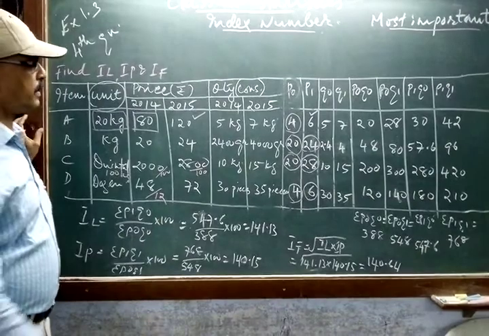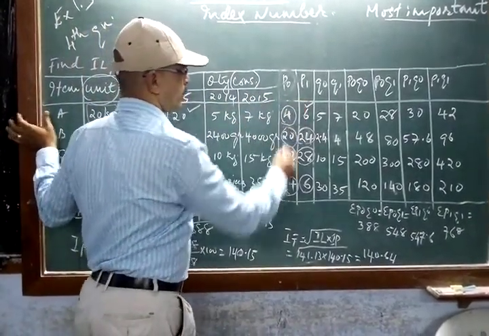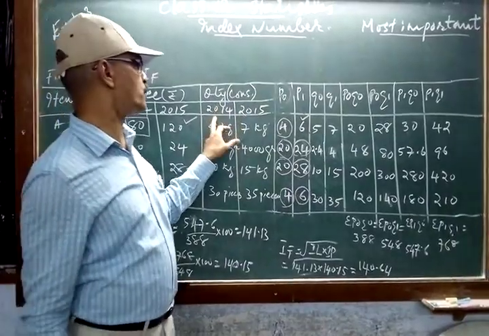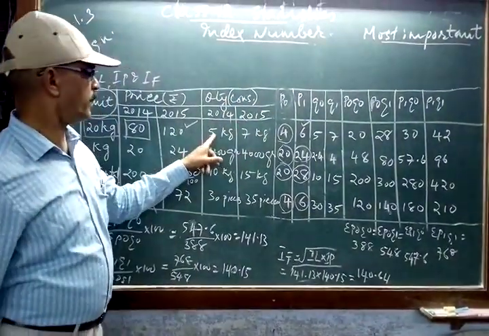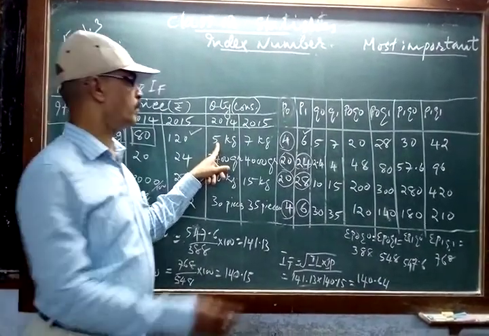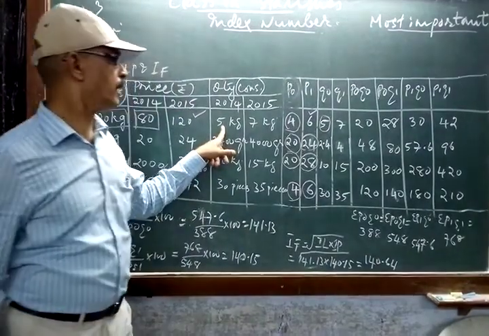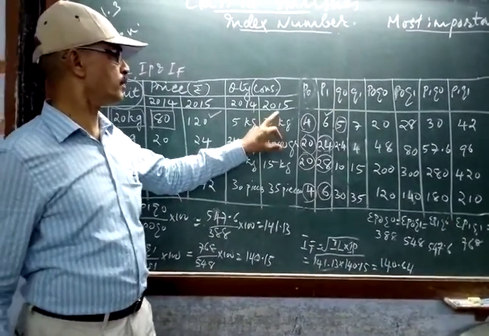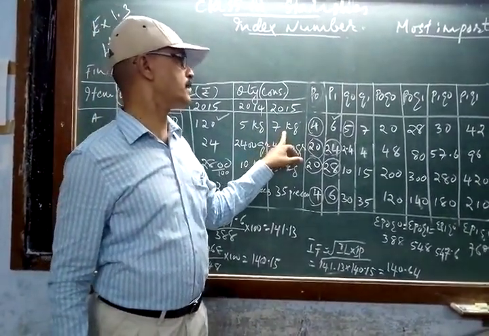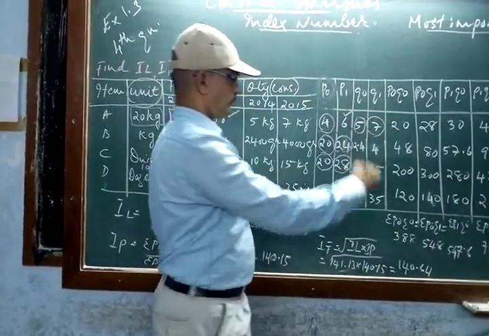Once we do that, let us take a look at the quantity consumed. From that we will get Q0 and Q1. Here for item A, 5 kg is purchased. So Q0 is taken as 5. Whereas for 2015, 7 kg is the consumption or quantity. Therefore, we take Q1 as 7.